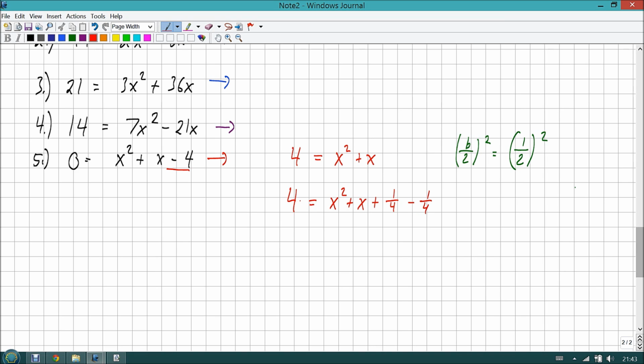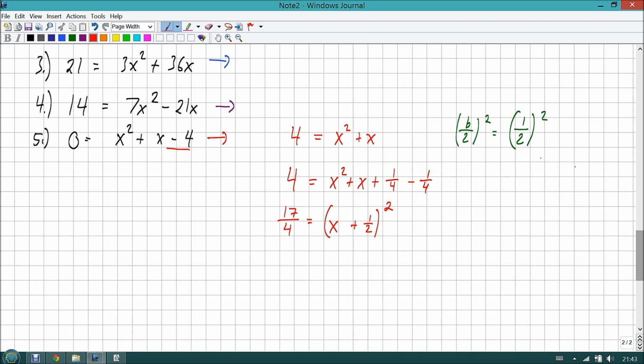I need 4 to be the denominator, so that's going to be 16 plus 1 is 17, so I have 17 over 4 on the left is equal to x squared plus x plus 1/4, which is actually going to be plus 1/2. Like this. Coincidence? I don't think so. It's actually by design. How about that, ladies and gentlemen?